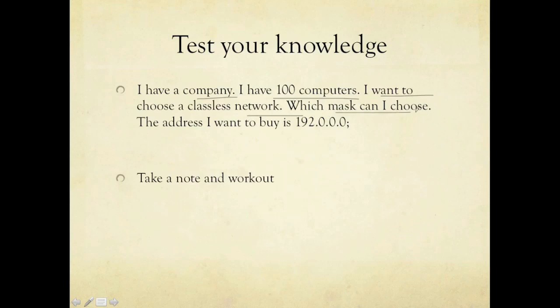I have a company with 100 computers. I want to choose a classless network. What we saw, class A, class B, class C, they are classful. Here it is classless. Which mask can I choose? The address I want to buy is 192, and it can be of any range. So take a note and work it out. Which mask should I buy? You must try for each, for slash 30, for slash 28, and see which IP best fits my requirement. What's the efficient network I want?